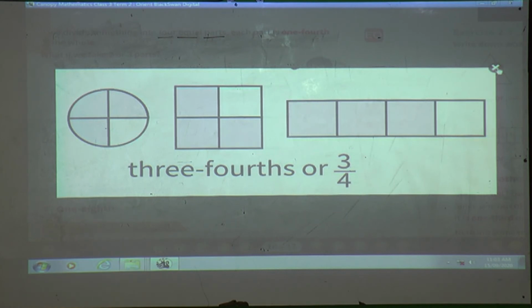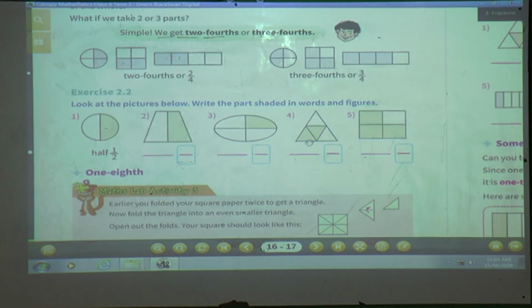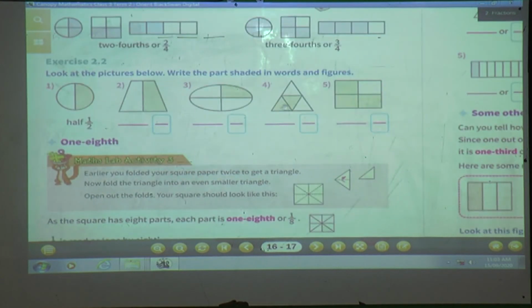Now we will move to the next exercise, that is exercise 2.2. See the first one. What is the question? Look at the pictures below. Write the part shaded in words and in figures. See here what we have to do. Look at the pictures below. Here some pictures are there. We have to see it carefully, and we have to write the part shaded in words and in figures.